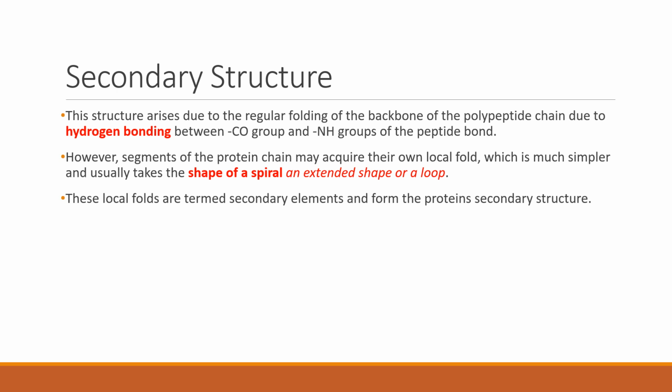And it has been observed that the structure arises due to the regular folding of the backbone of the polypeptide chain, particularly the hydrogen bonding between the carboxyl group and the amino groups of the peptide bond. They also observed that segments of the protein chain may acquire their own local fold, which is much simpler in its conformation and usually can take the shape of a spiral, an extended shape, or a loop. Either of these can be there. These local folds are called secondary elements and they form the protein's secondary structure.